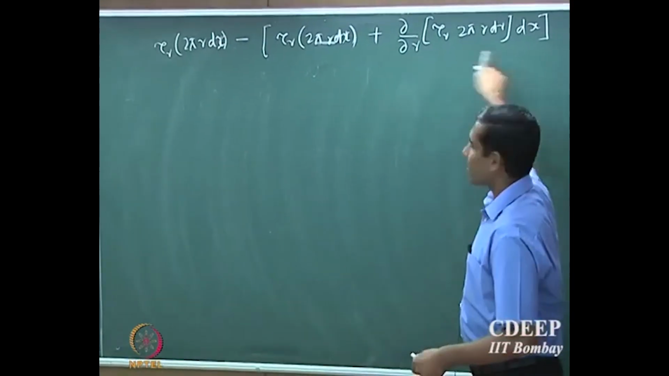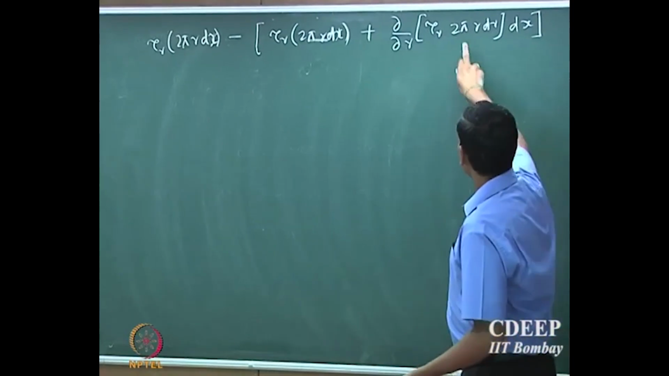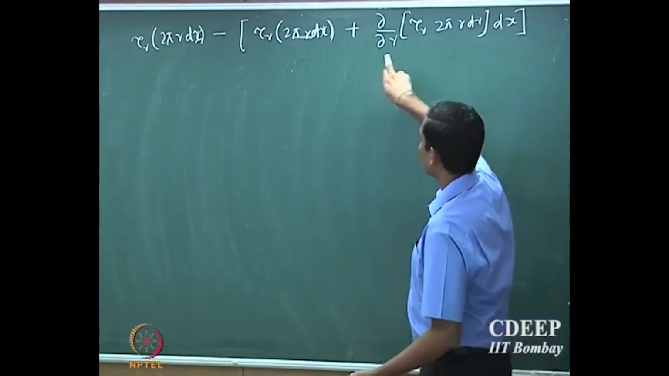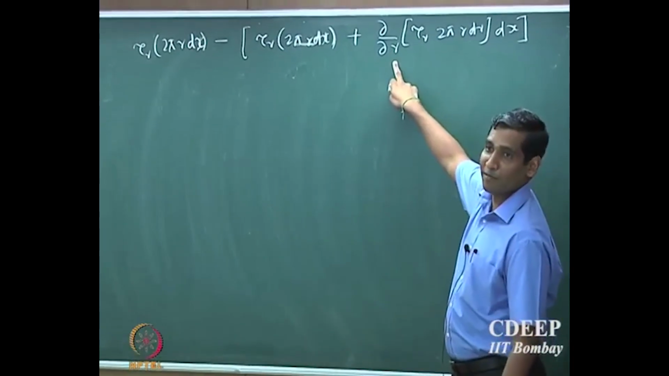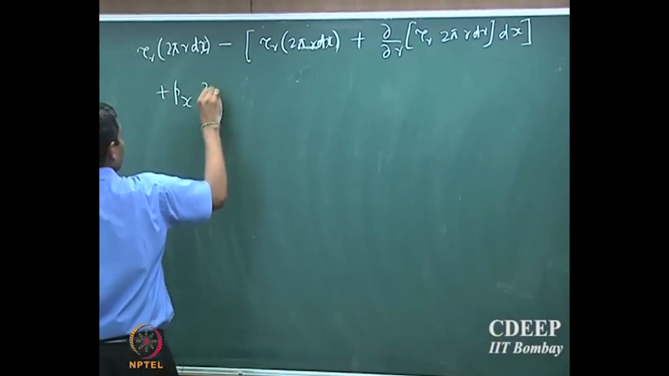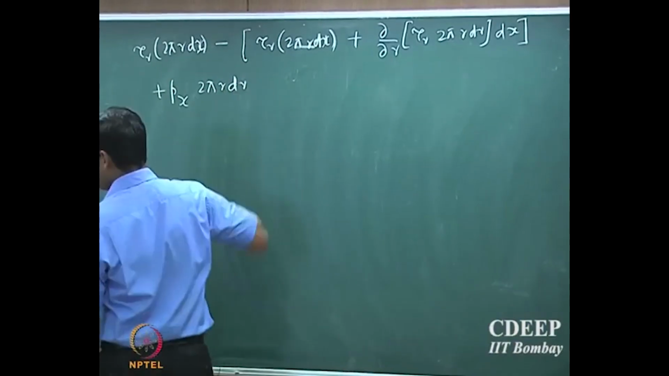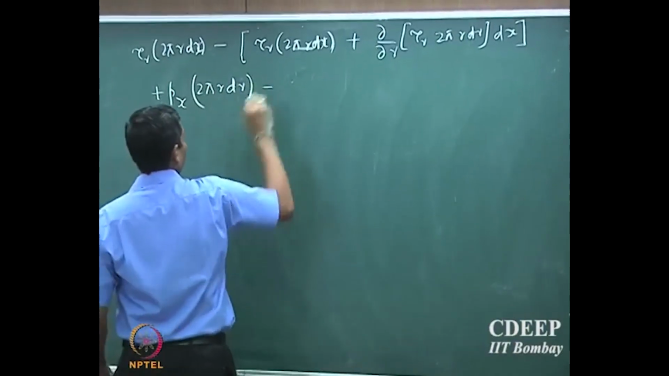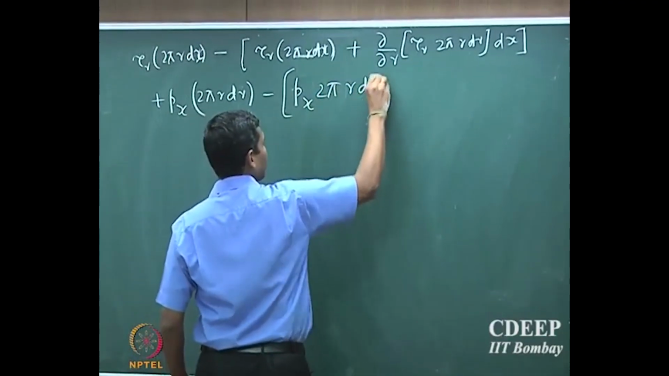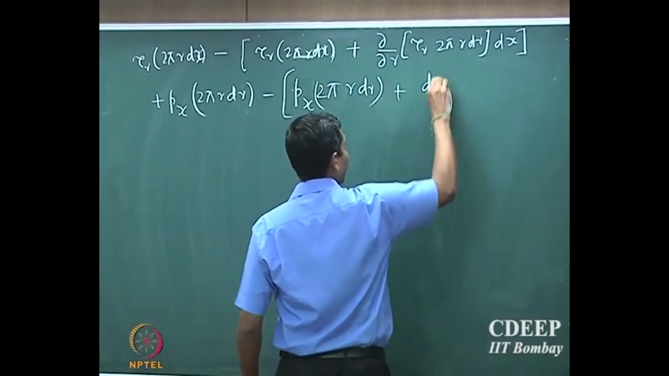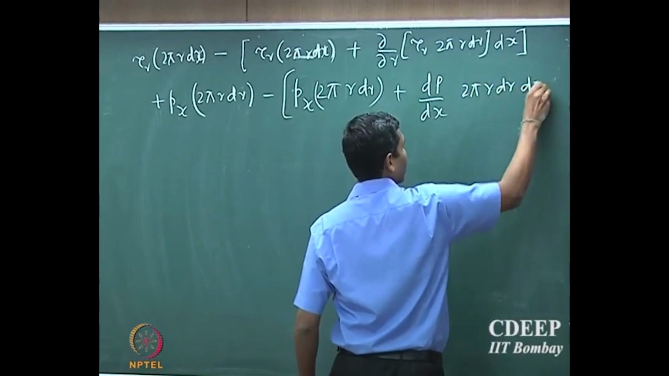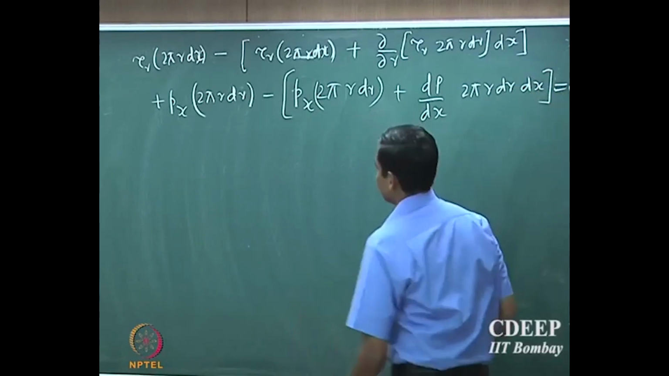So I can open it up and write it in Taylor series expansion. So the variation of radius, remember that it's a varying cross sectional area, so it has to be preserved inside the differential. Okay. Plus dx 2 pi r dr minus 2 pi r dr plus dp by dx 2 pi r dr into dx. That should be equal to 0.